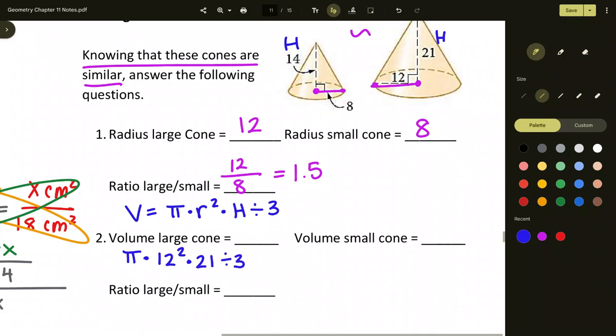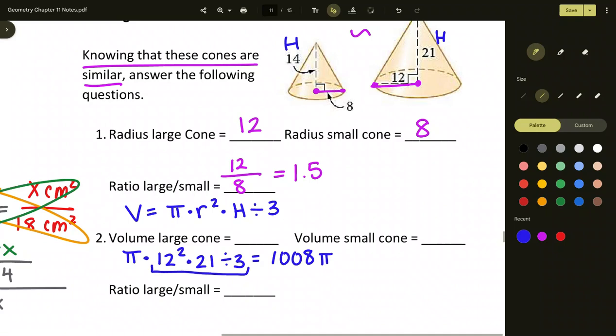Now I am using the pi button. Times 21 divided by 3. Okay, now unfortunately when we use the pi button, it comes out to a really terrible decimal and it can't get a precise answer. So what I'm going to do instead is I'm going to just do the numerical part and then I'm going to attach the pi onto the end. That will help eliminate any ugly decimals. This is called writing in exact terms or in terms of pi. So when I multiply all of those parts together, 12 squared times 21 divided by 3, I get 1008, and then I attach the pi. So this would be 1008 pi cubic units.